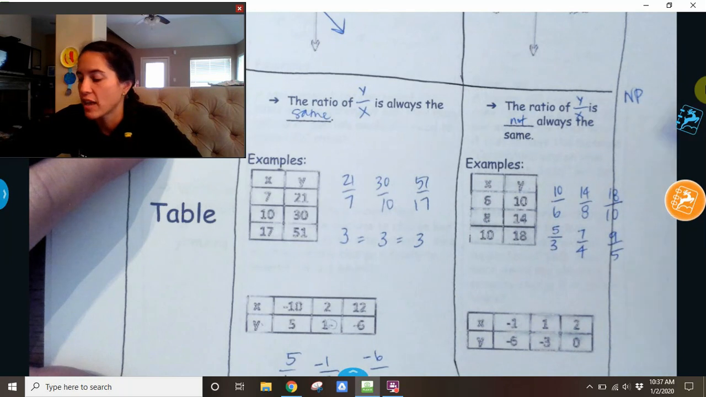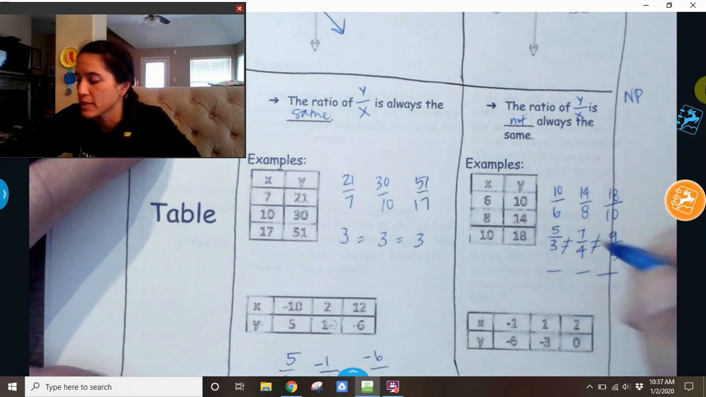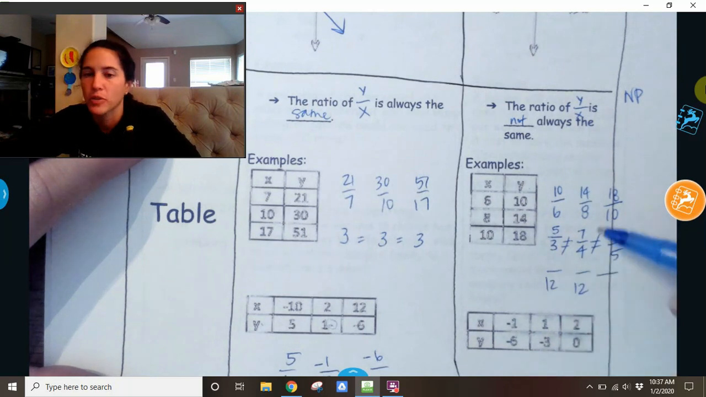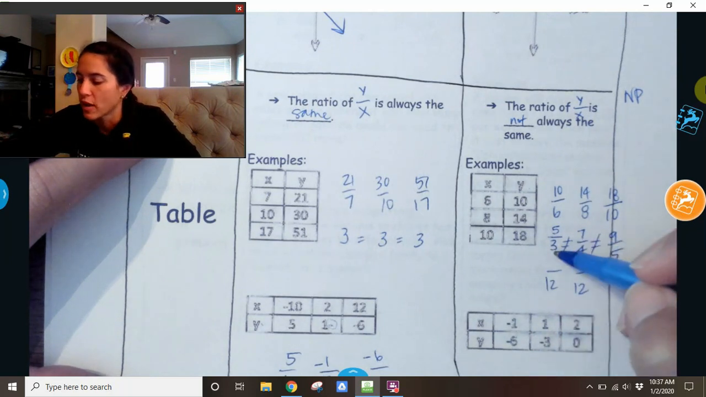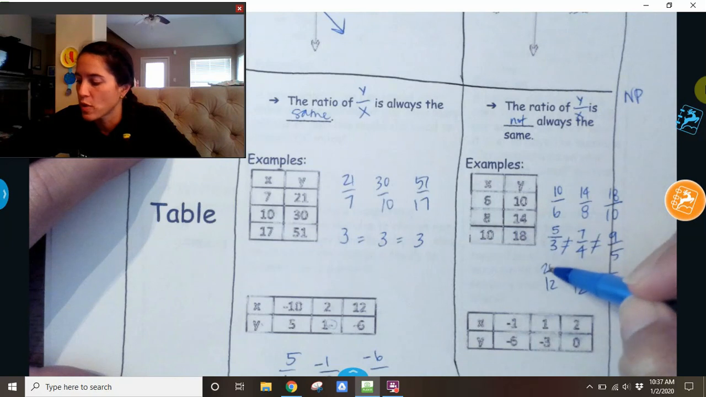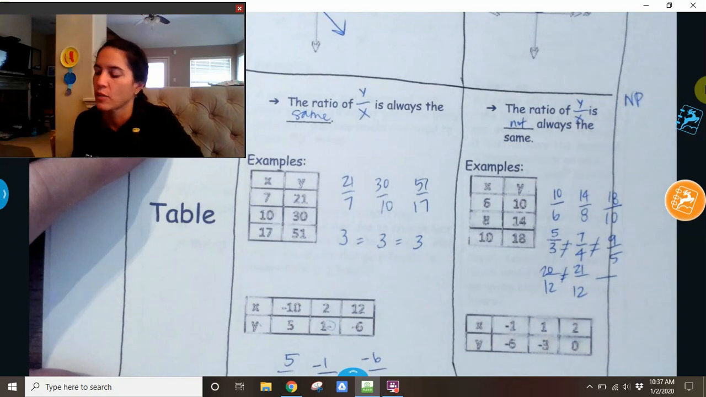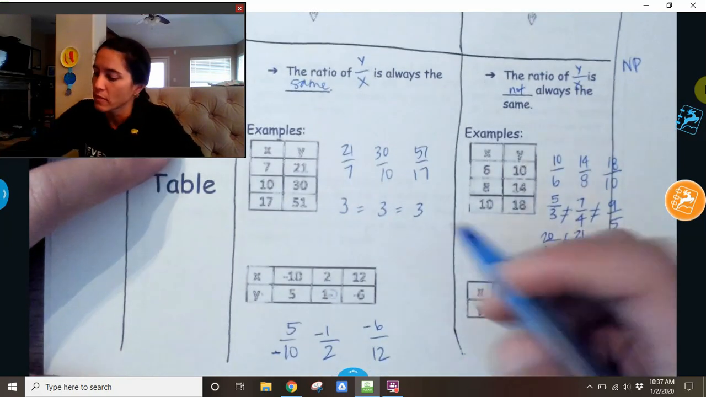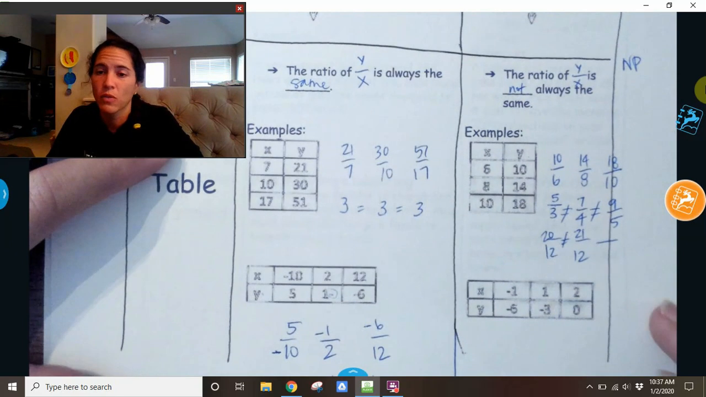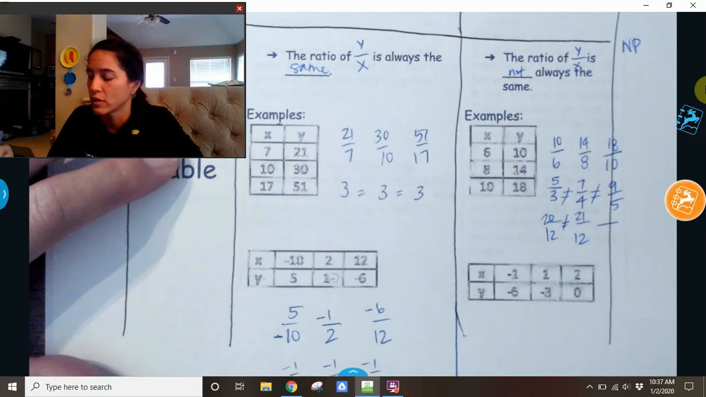And then you can tell that these are not equal ratios, because if we were to try to find a common denominator, let's say between 12, 3, and 4, this times 4 would be 20 over 12, and this would be 21 over 12, which means they're not equal. You could also change them to decimals if you would like, but they are not always equal. Maybe one or two of them might be equal, but they're not all going to be equal.